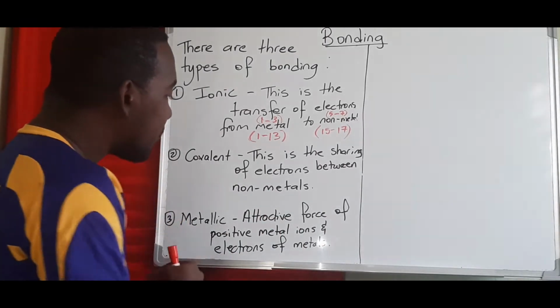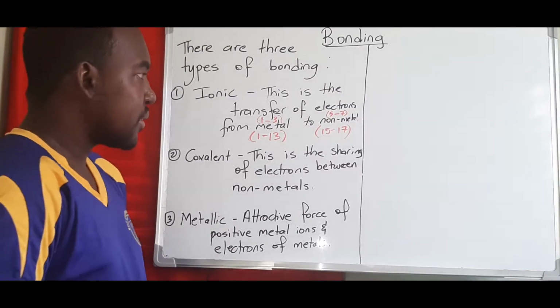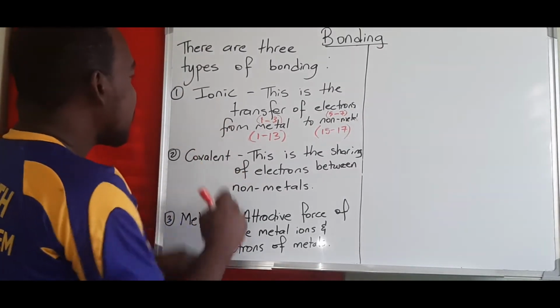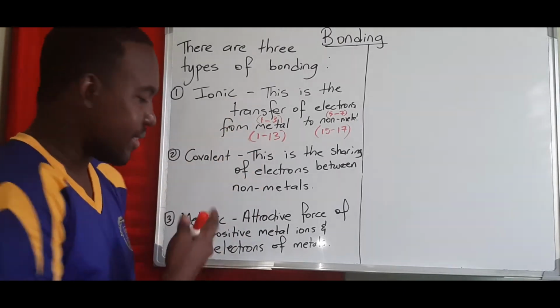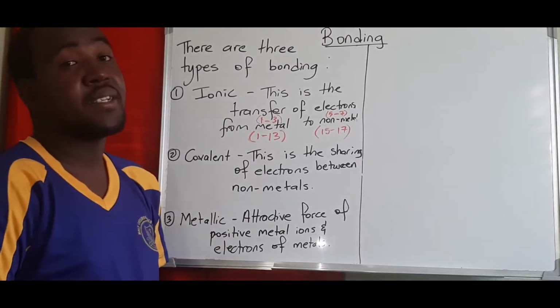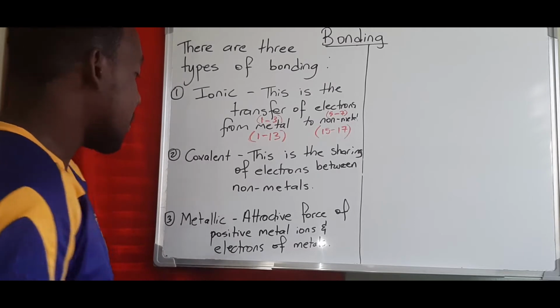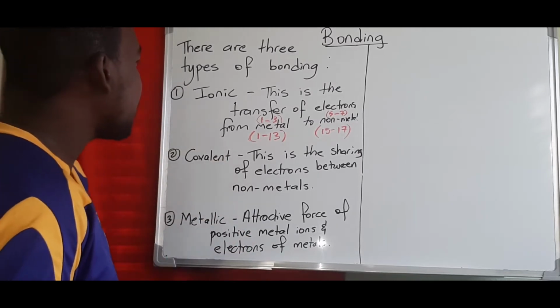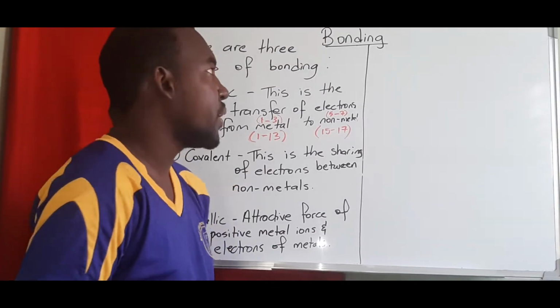This one is not popular among examiners. They normally focus on structures for ionic or covalent, but it's important to know what metallic bonding is. So let's look at some examples for ionic and covalent bonding.